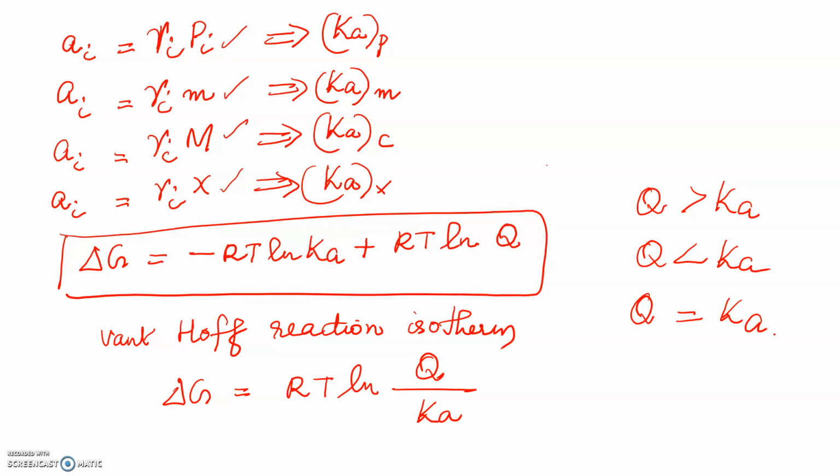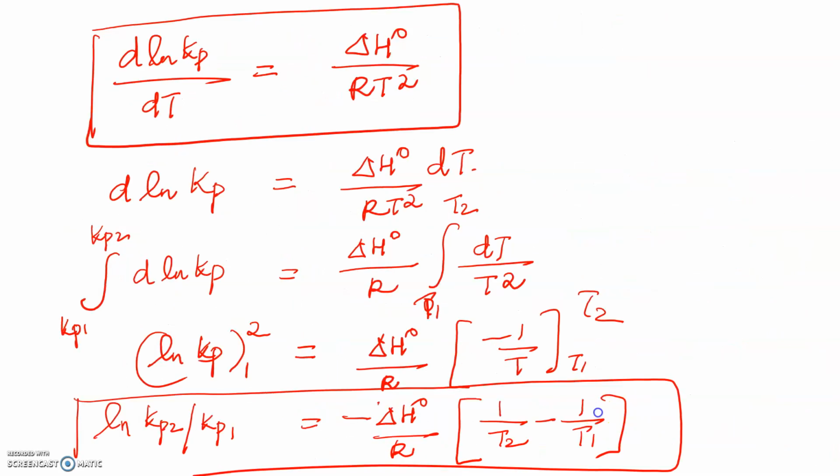Students always confuse between these equations. Possibly you will write d ln Kp by dT is equal to delta H0 by RT squared as the Van't Hoff reaction isotherm. This is not at constant temperature. This shows the variation with temperature. Therefore, this is not Van't Hoff's reaction isotherm. This is Van't Hoff's equation.